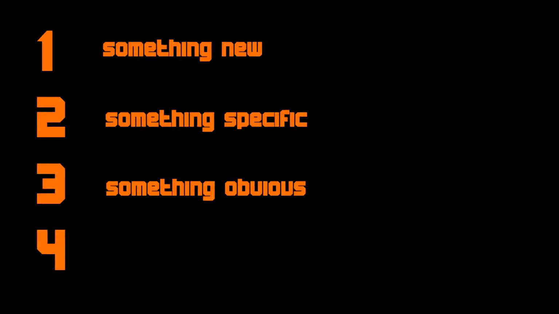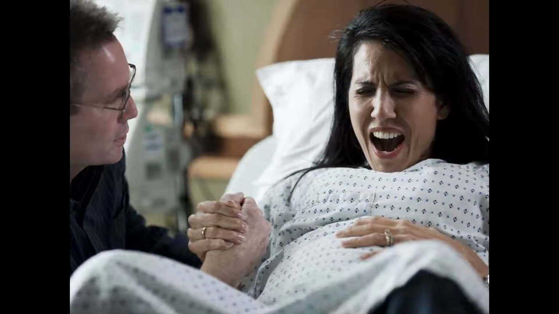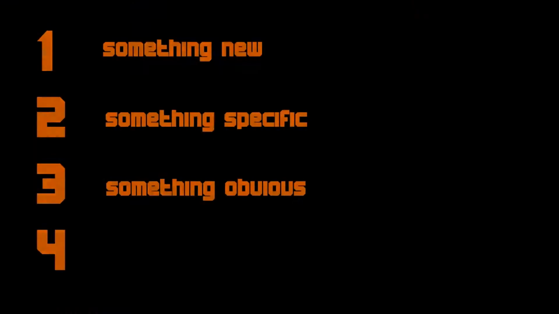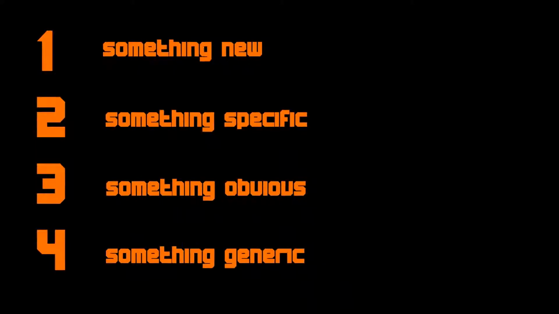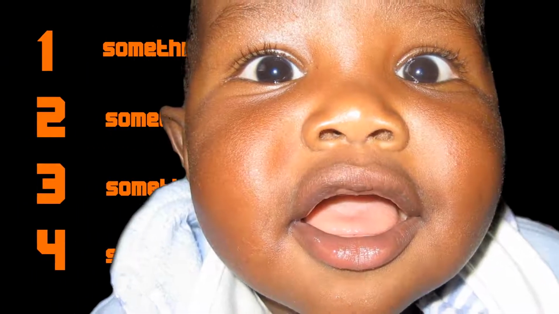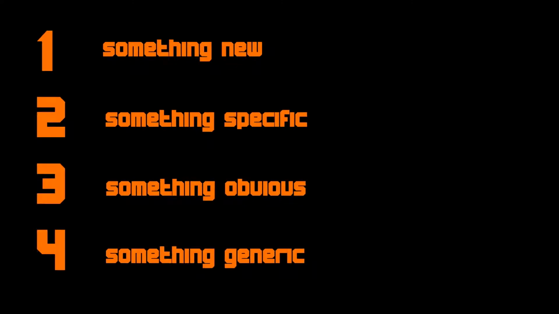Third, I'm talking about something new, but you can easily deduce what I'm talking about. I'm having the baby now! What baby are you talking about exactly? Yeah, it's obvious. Or fourth, I'm talking about something generic. A baby is a very young human. Those are called indefinite, definite, specific, and generic.